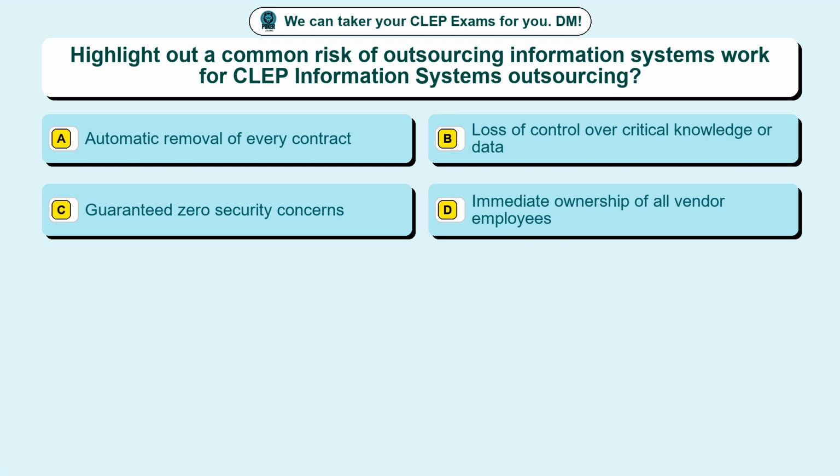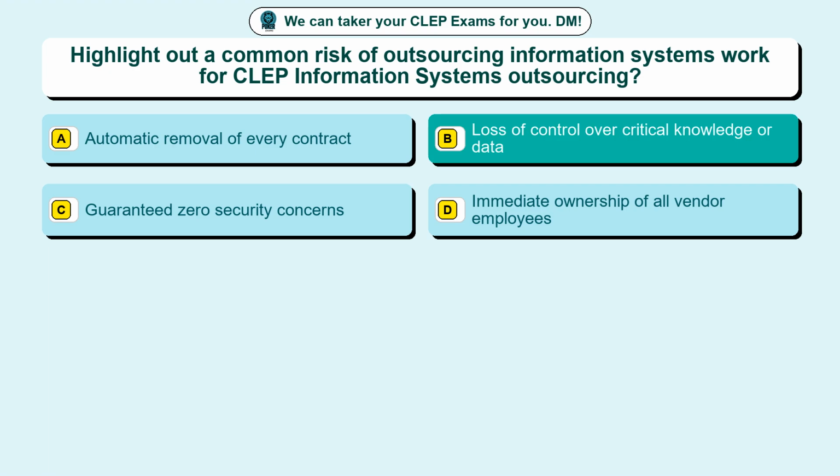Question 96. Highlight a common risk of outsourcing information systems work for CLEP Information Systems outsourcing. Option A. Automatic removal of every contract. Option B. Loss of control over critical knowledge or data. Option C. Guaranteed zero security concerns. Option D. Immediate ownership of all vendor employees. The correct answer is option B.